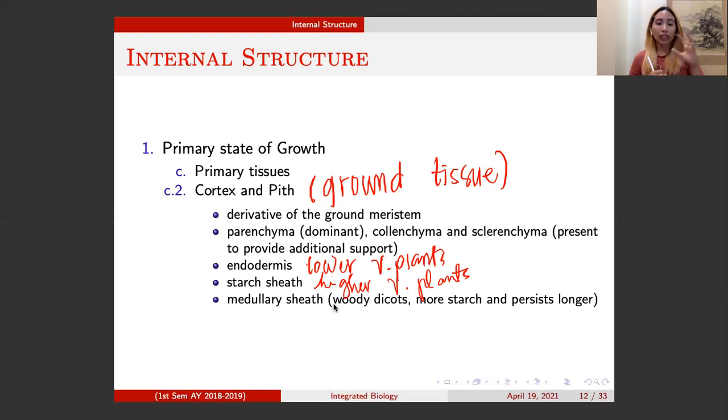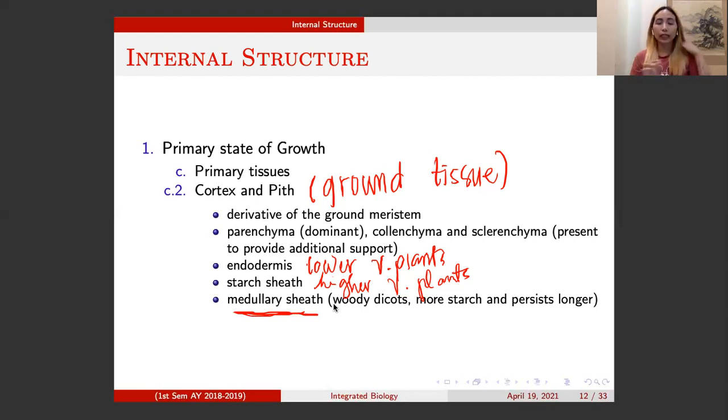Now, the starch sheath in woody plants or woody dicots is also called differently. There's a different term for the starch sheath of woody dicots, and we call that the medullary sheath. The medullary sheath is basically the same as the starch sheath in the sense that it can be found right after the epidermis at the outermost layer of the ground tissue. But the main difference is it can only be found in woody dicots, and it has more starch and persists longer than the starch sheath.